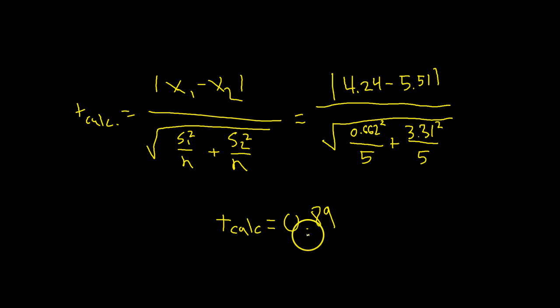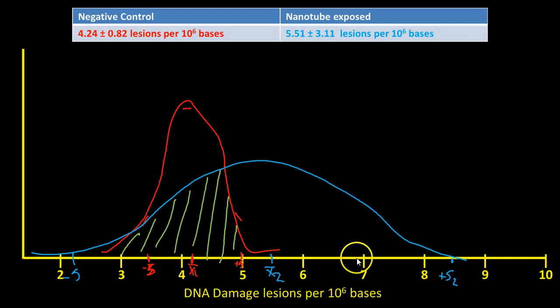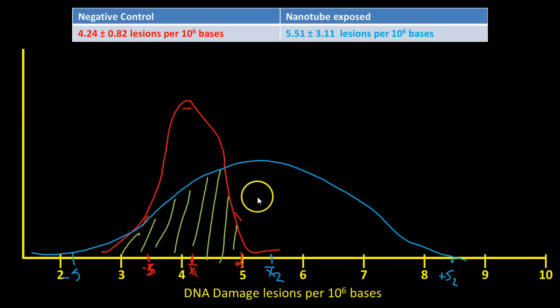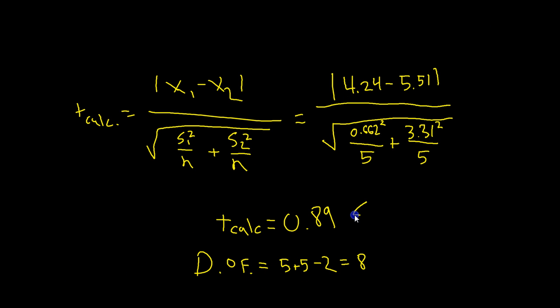And what we want to do is see if t-calc is greater than t-table, right? And our degrees of freedom, remember, is DOF equals 5 plus 5 minus 2 equals 8. So we go back here, we look at 8. Here's our t-table. You see that t-calc is less than t-table, or t-critical, as you'll sometimes see this. So therefore, not statistically different.